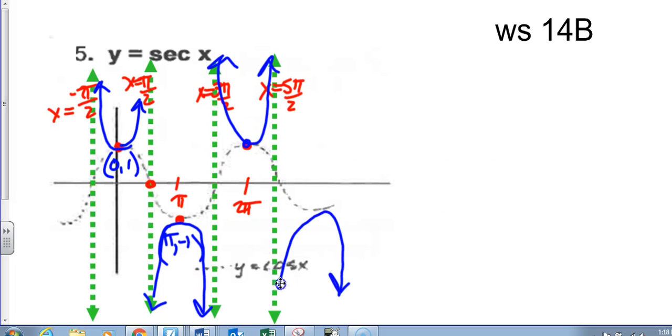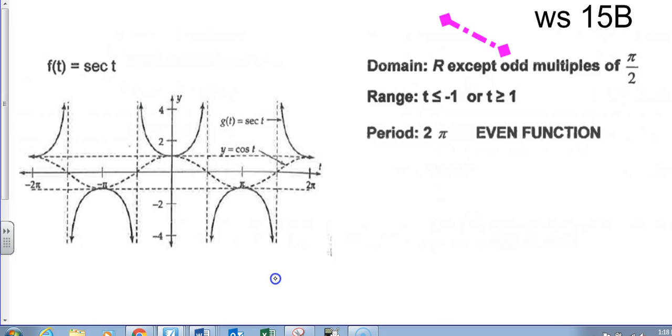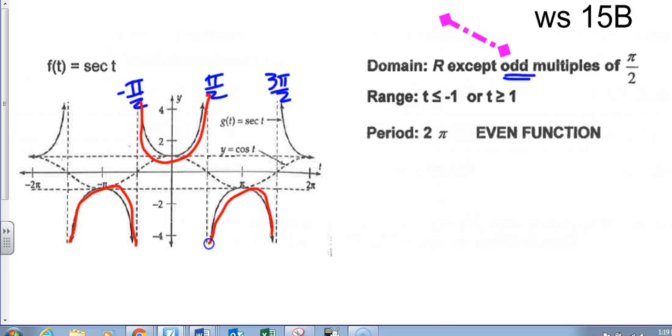Everybody okay? Okay, so let's go back to 15. I think it's B. Is it on B? Is this right? For secant, is it odd multiples of pi over 2? Pi over 2, 3 pi over 2, -pi over 2. We good? So this one is correct. Does everyone see that is an even function this time? Okay? I can fold that in half this way and it'll match up, right? Across the y-axis.